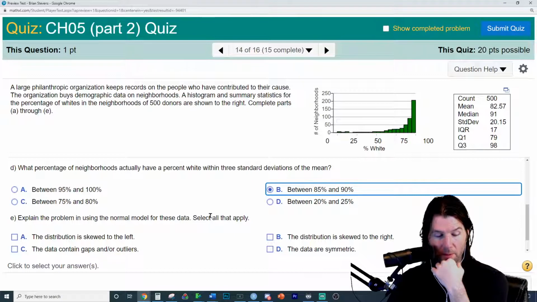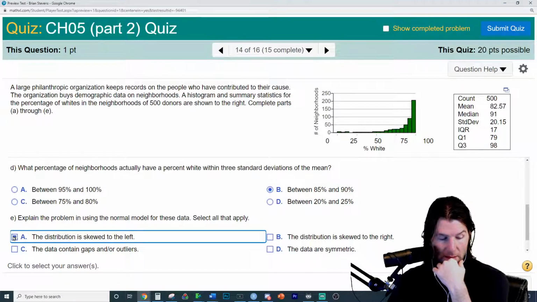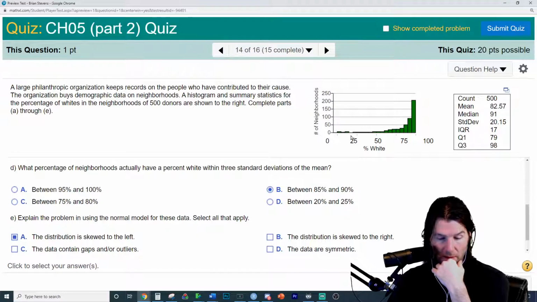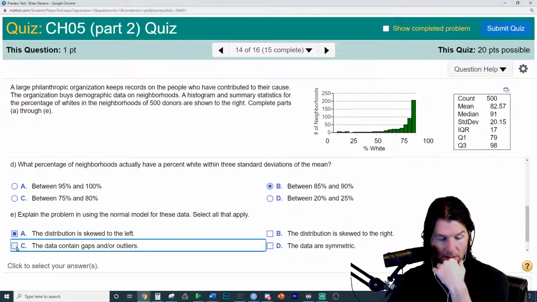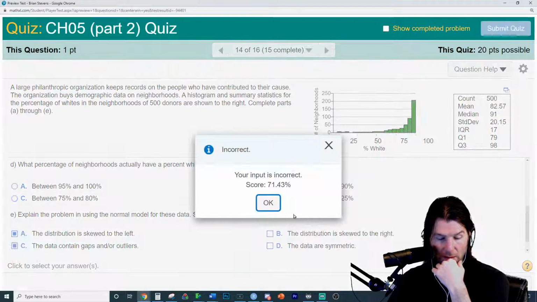Explain the problem using the normal for this data. The data is skewed to the left, not to the right. The data has gaps and outliers. Got a little bit of gap there and outliers. The data is not symmetric. So that should do it.